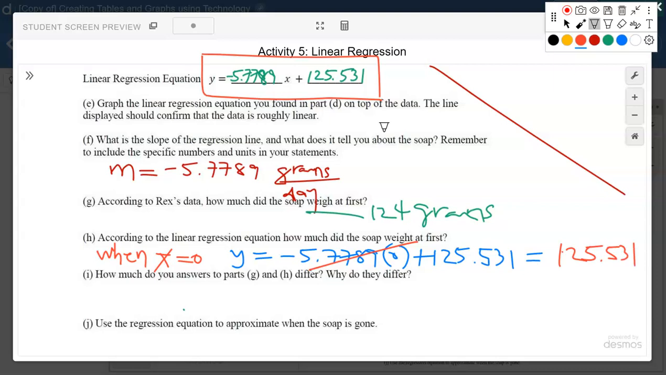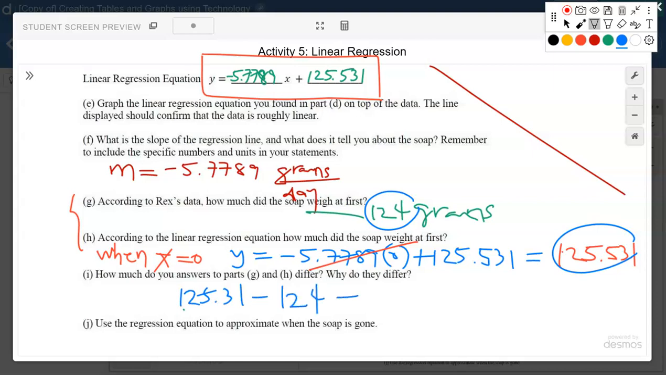How do your answers to parts G and H differ? How much do your answers to part G and H differ? So here, this is 124 and this is 125.531. So if you subtract the two, is equal to 1.531. Sorry, this should be with 5.